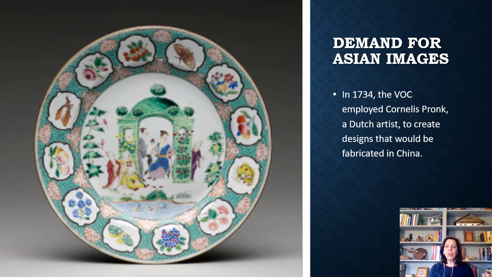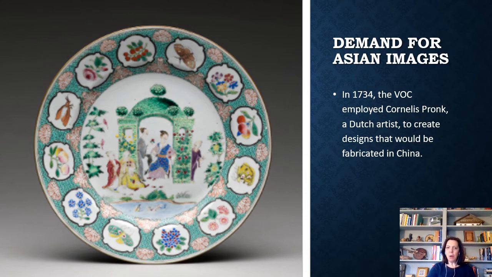And in order to do that, the VOC actually employed an artist, Cornelis Pronk, to create designs that actually would be fabricated in China. And this is an example of that. So it's kind of hilarious that you have this Dutch artist who is saying, oh, wait, I know exactly what the European market wants and the way that Europeans think about Dutch design. So that's why you have this delightful hodgepodge of images here.